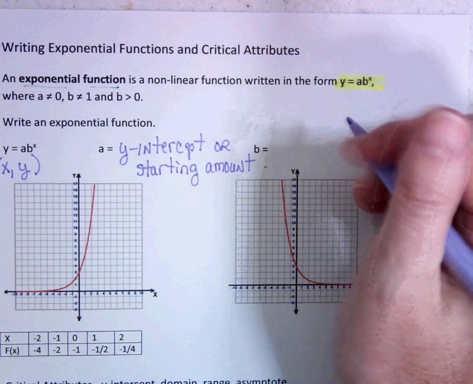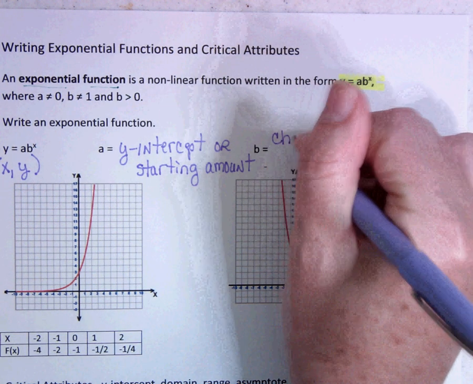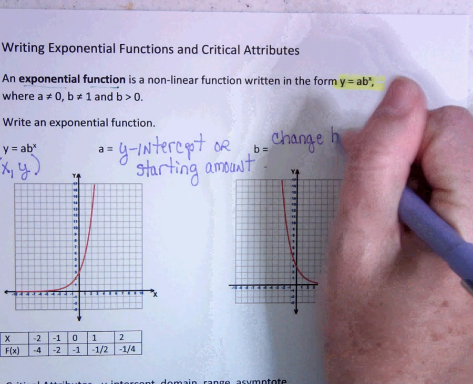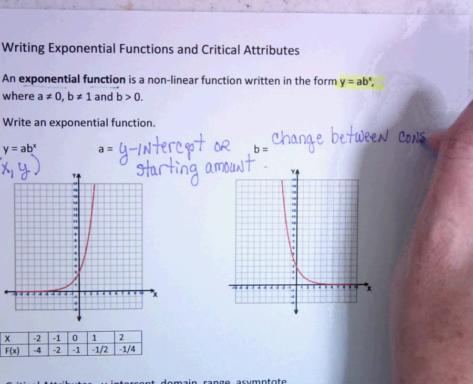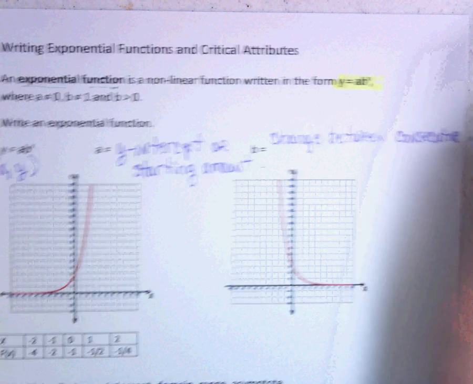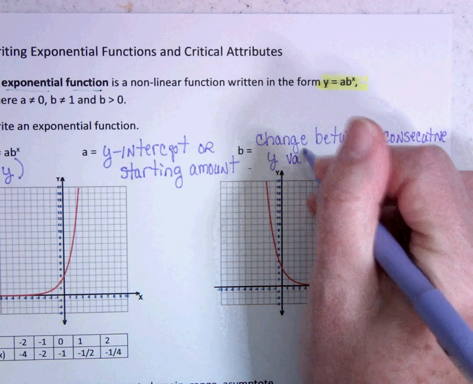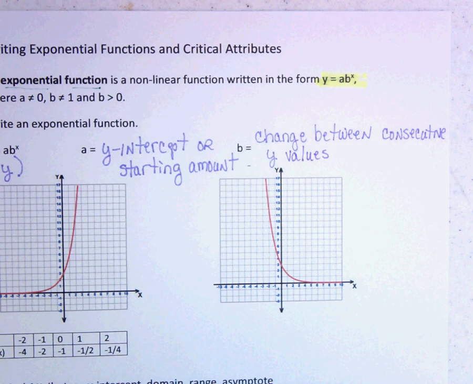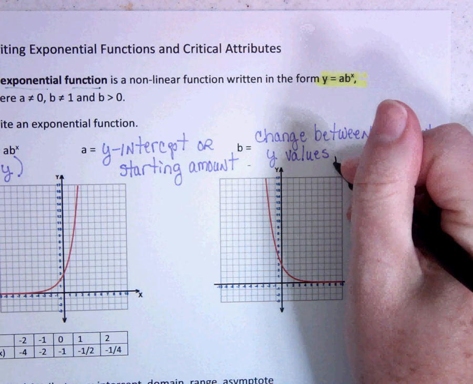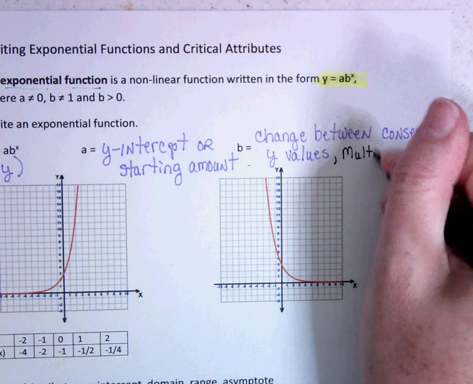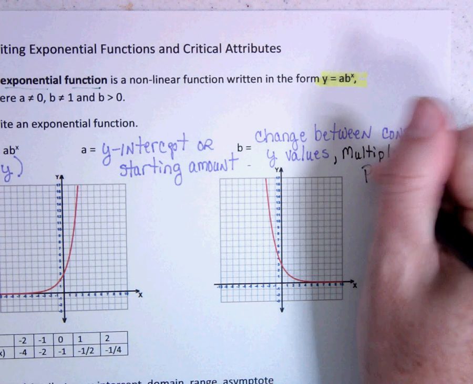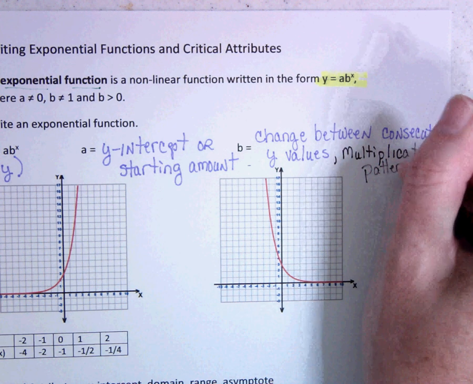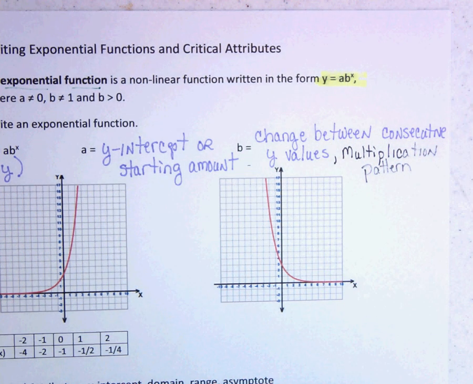B is going to be the change between consecutive, so right in a row, consecutive y values. And that consecutive word is really important. And what I want us to note too here is that when we go to find the consecutive change, this is going to be a multiplication pattern. When we looked at linear, our patterns were adding or subtracting. Here we need to be looking for a multiplication pattern.